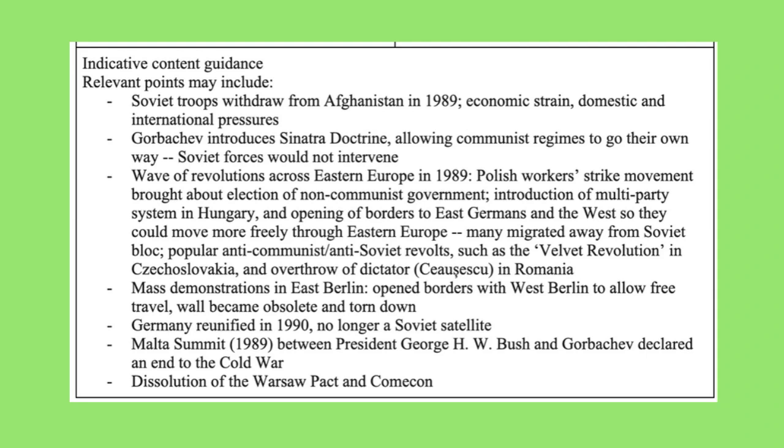So let's take a look at an example though. You could say that Gorbachev introduced the Sinatra Doctrine, and just briefly explain what that means. So it's about allowing communist regimes to go their own way, and the Soviet forces would not intervene. You can then explain the importance of that. So when the revolutions broke out across Eastern Europe in the satellite states, the USSR didn't intervene, so they ended up not being satellite states anymore. The Soviets lost their influence.